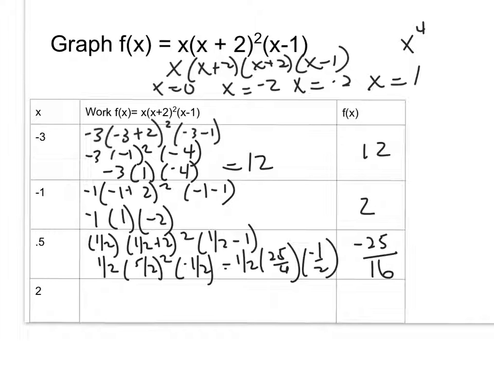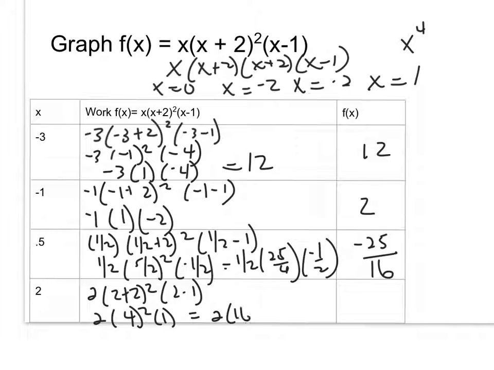So then I'm going to plug in 2, so I have 2 times 2 plus 2, quantity squared, and 2 minus 1. So this will be 2 times 4 squared, then 2 minus 1 is 1. So this will be 2 times 16 times 1, so that'll give me 32. And those will be my points that I'm going to plug in on my graph.